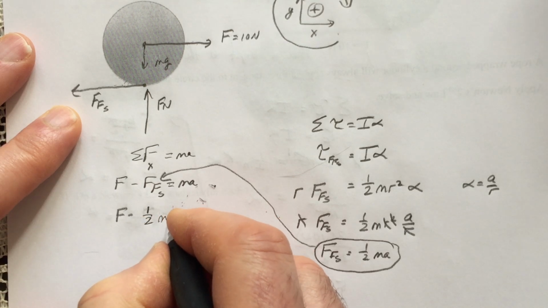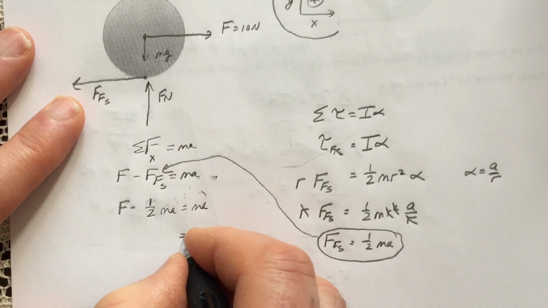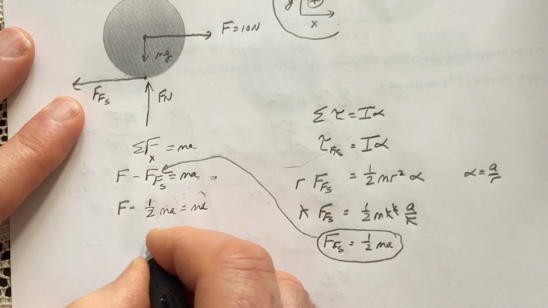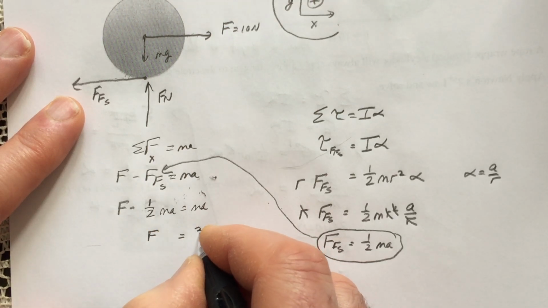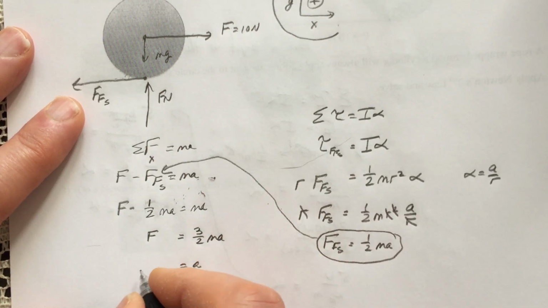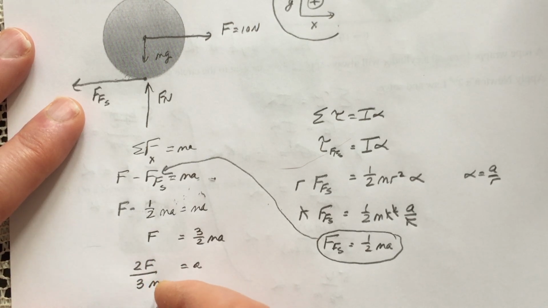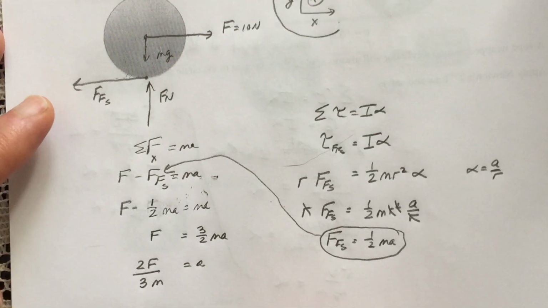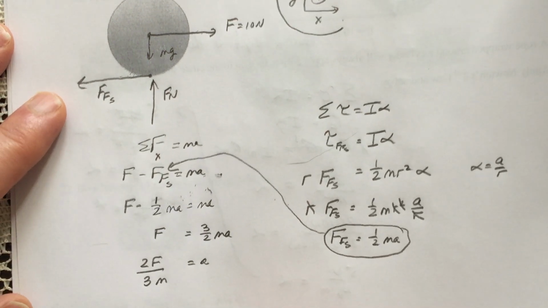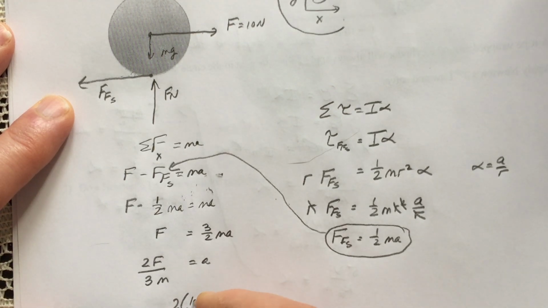1/2 ma plus ma. Put them together. My force is going to be equal to 3/2 ma, or my acceleration is equal to 2 times my force divided by 3 times my mass. Pretty easy to solve it now. My force was, what did we say that was? 10 newtons.